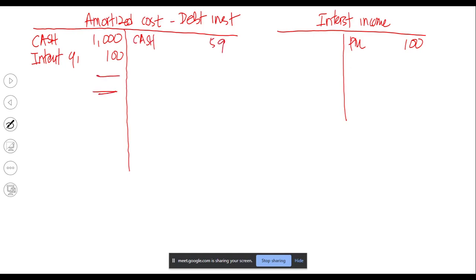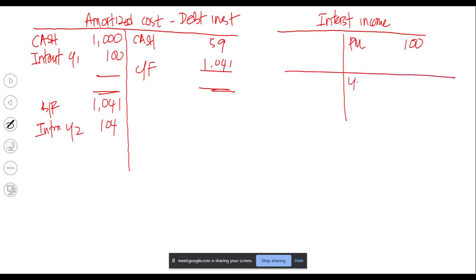Then how much is your amortized cost at the beginning of the year? It will be 1041. This is how you put the double entries. Second year, how much is the interest income? Second year interest income was 104. Then you credit in year 2 here 104. In year 2 P&L, you credit 104.